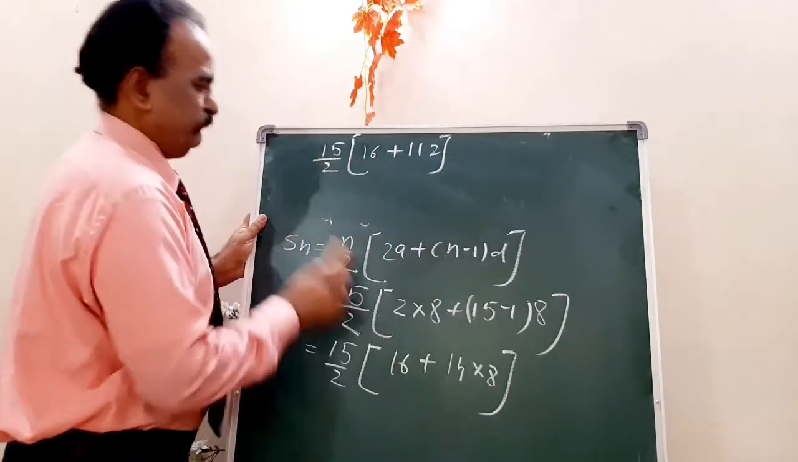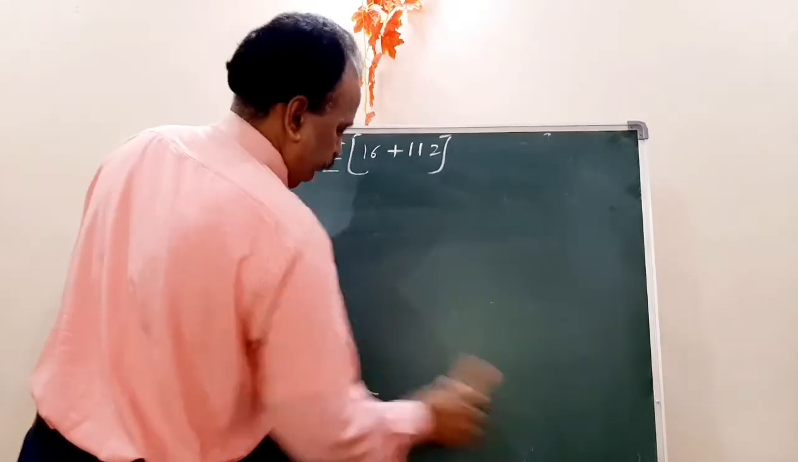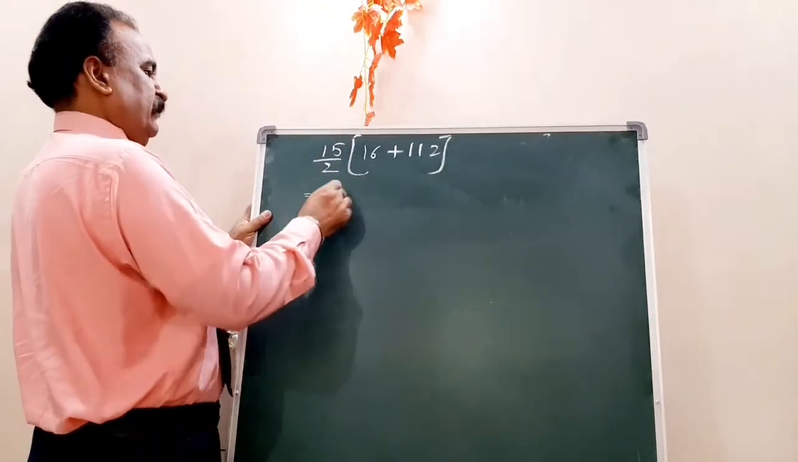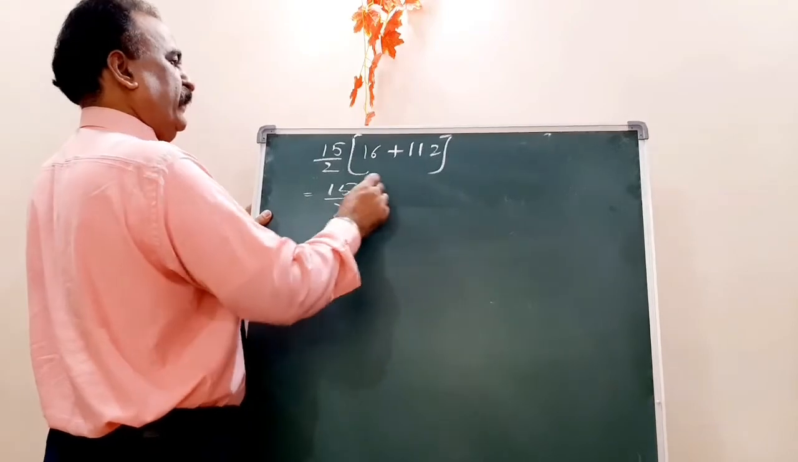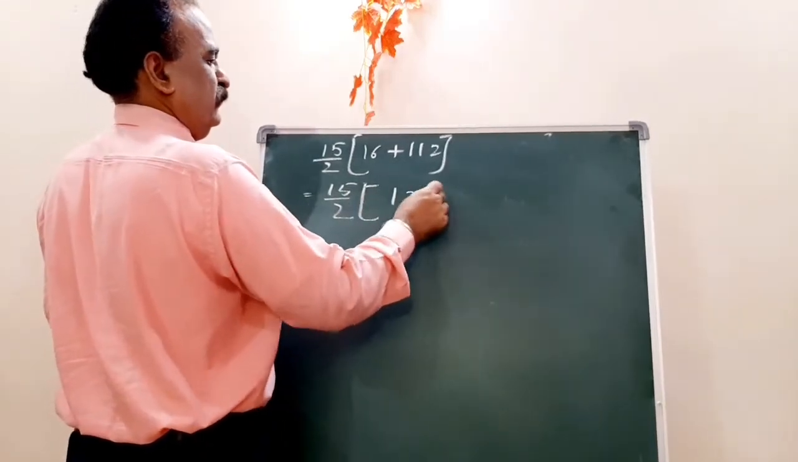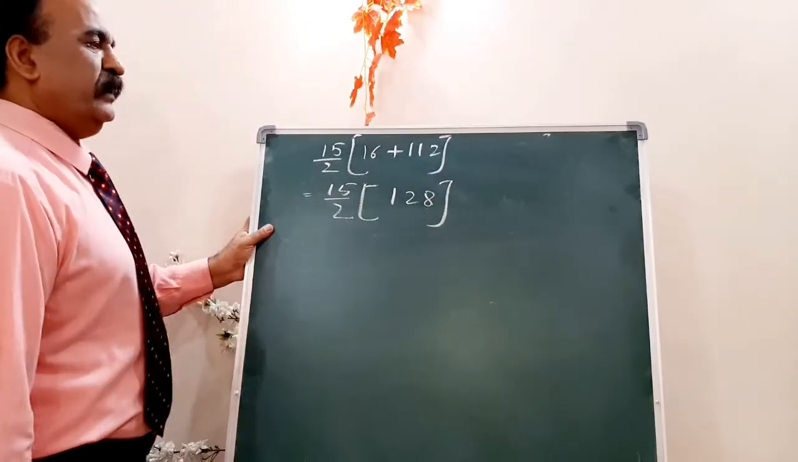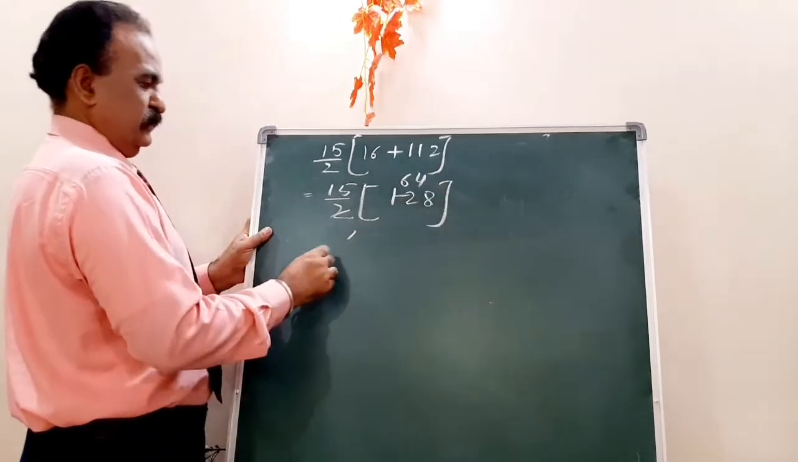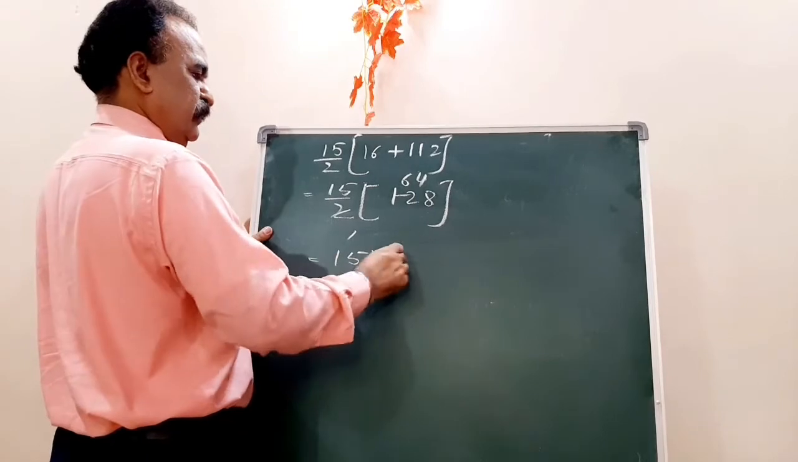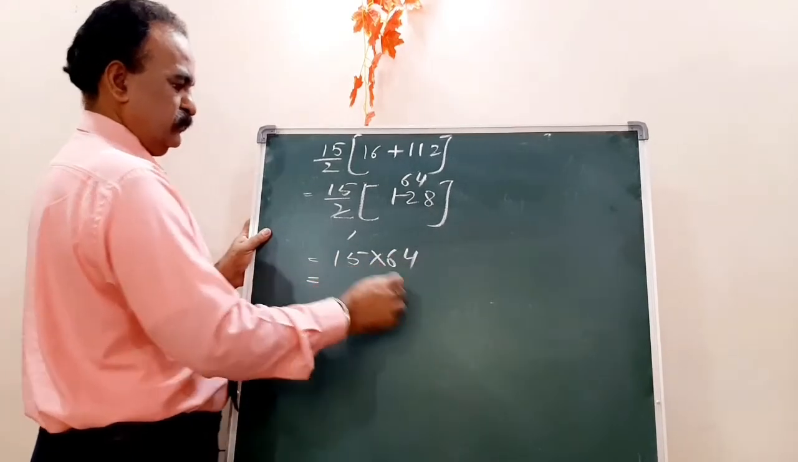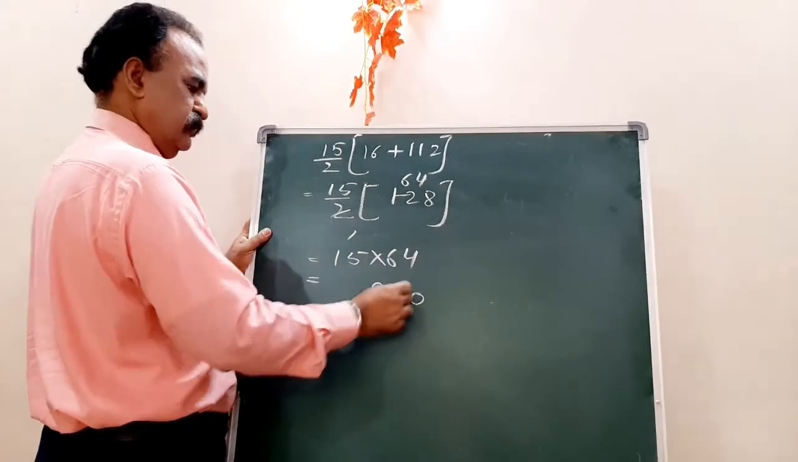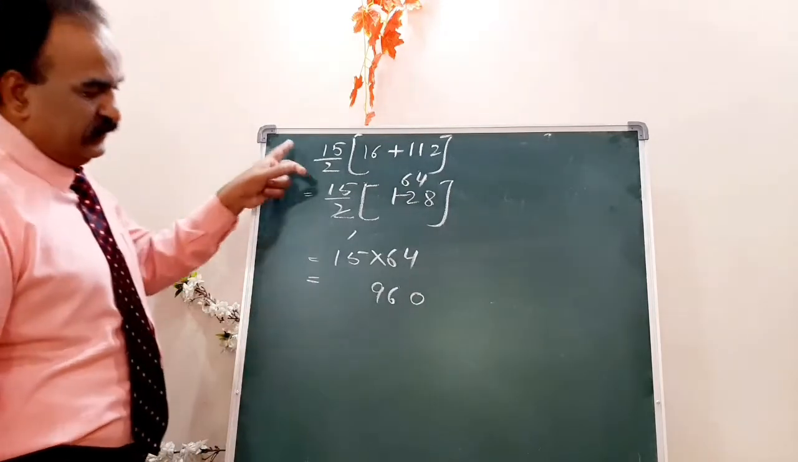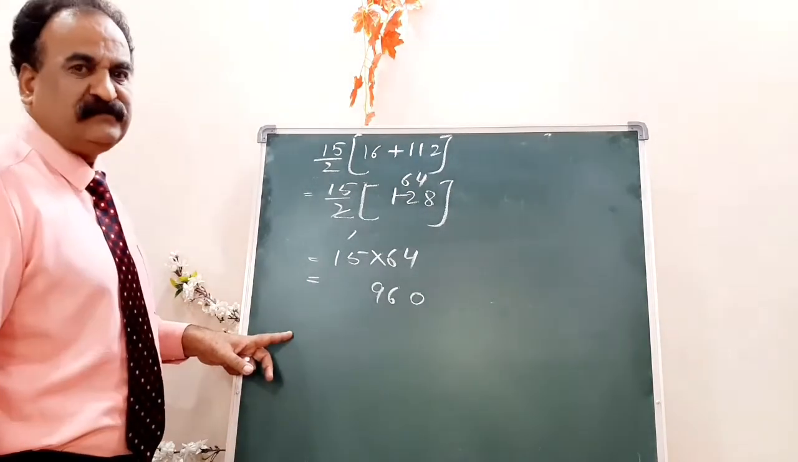Now let us see. It will be 15 by 2 into bracket 128. Now 2 into 64, so it means 15 into 64. 960. The correct answer is 960.